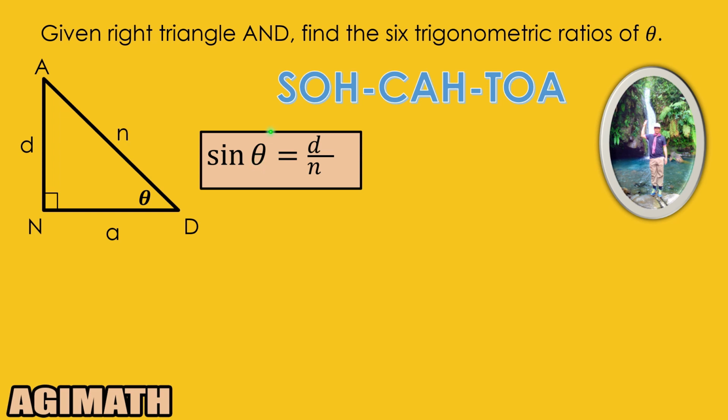Now, for every right triangle, the hypotenuse will not change. That is always the opposite of the 90-degree angle or the right angle. For opposite and adjacent, it will change depending on our reference angle. So for example, if this is our reference angle, the opposite is side D. But if this is our reference angle, the opposite side will become A, not D anymore. So it will depend on our reference angle. Next ratio is cosine. Cosine is defined as adjacent over hypotenuse.